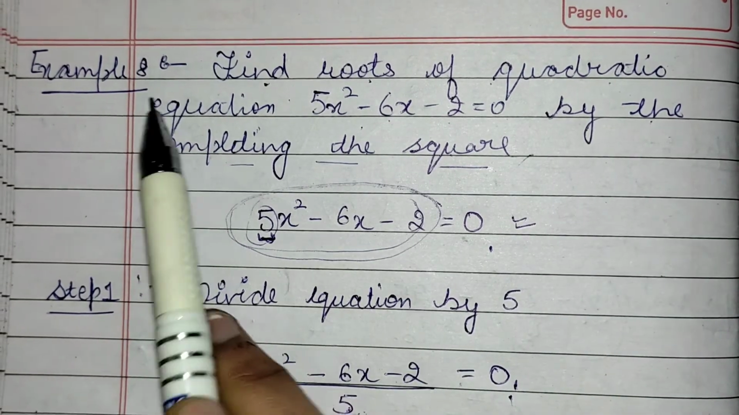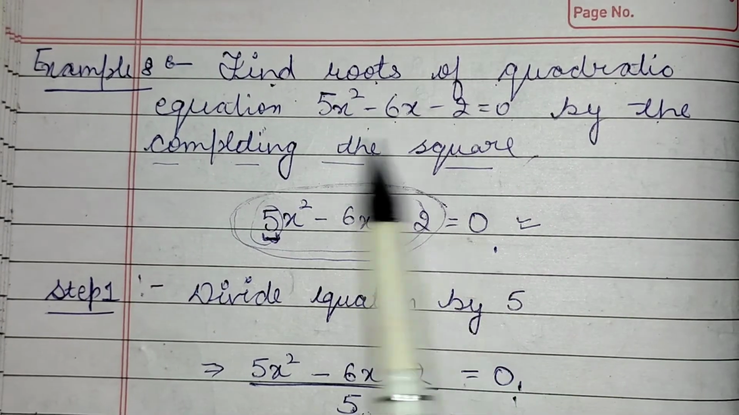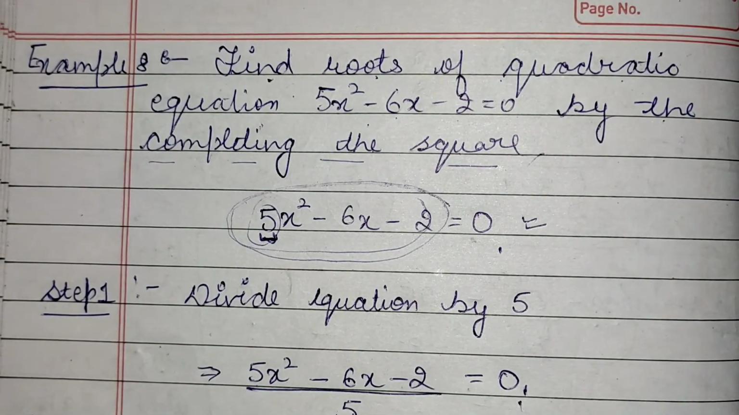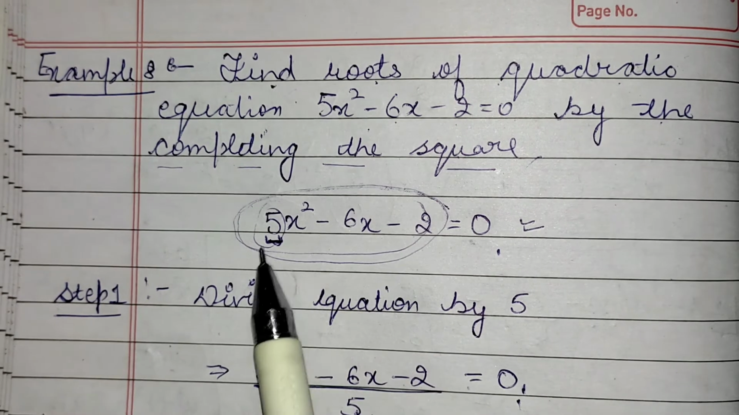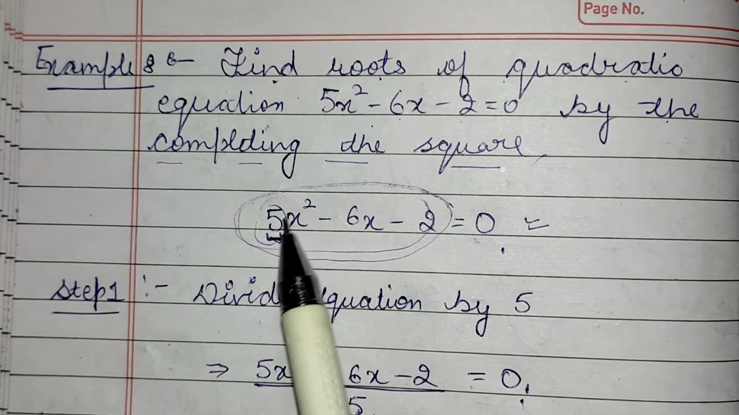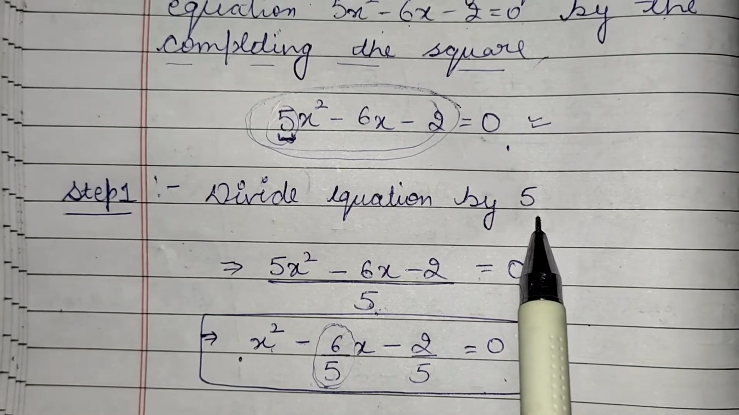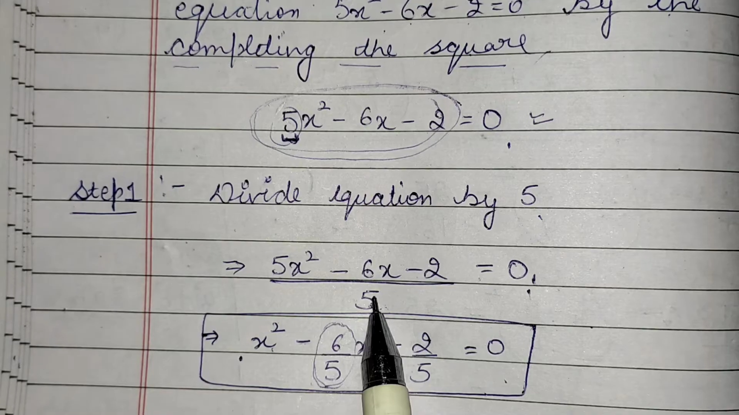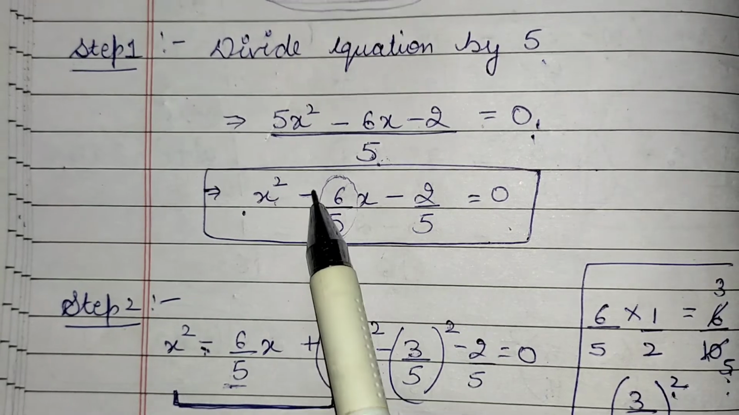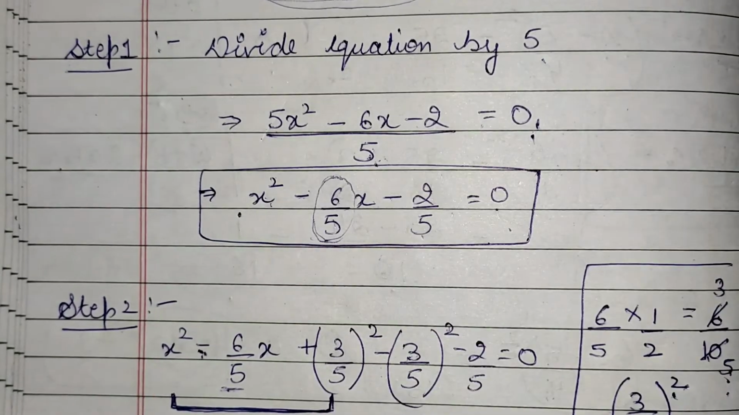So in example number 8, you have to find the roots of this quadratic equation by the completing the square method. Again, you have to follow the same steps. First, check whether your coefficient is equal to 1 or not. If it is not equal to 1, then divide your given equation completely by 5. The 5 and 5 will get cancelled out. You will get x square minus 6 by 5x minus 2 by 5 is equal to 0.